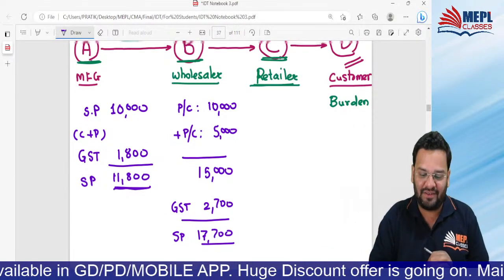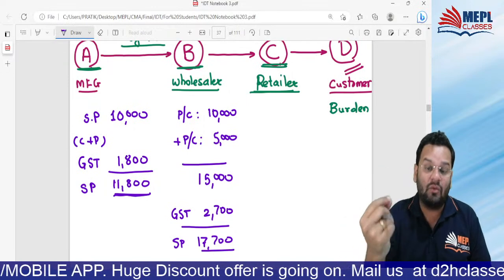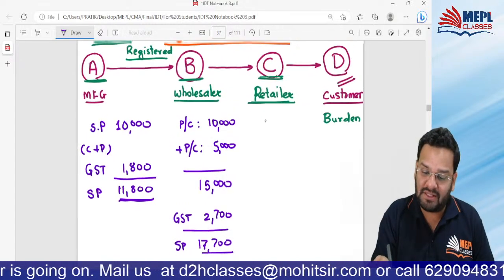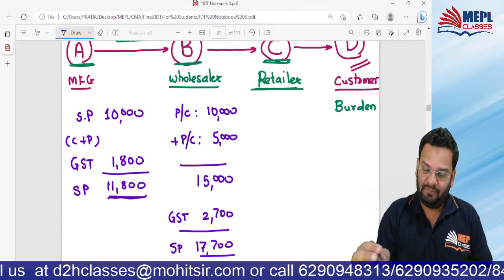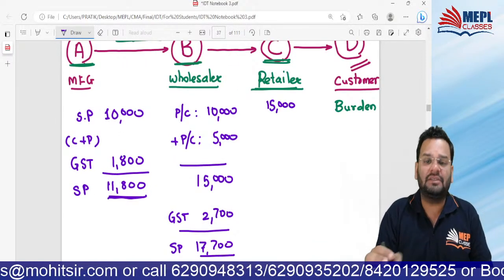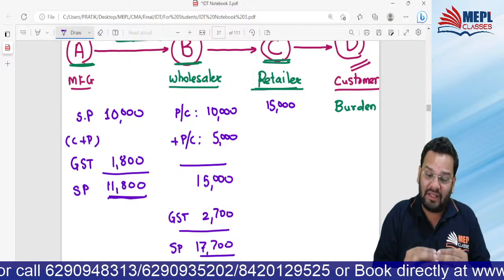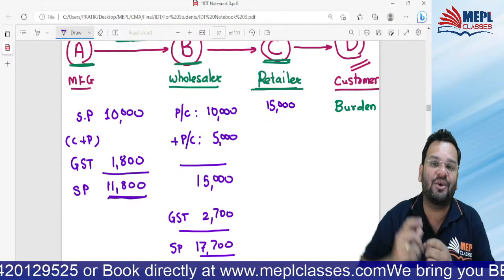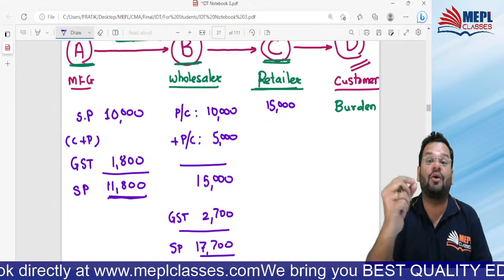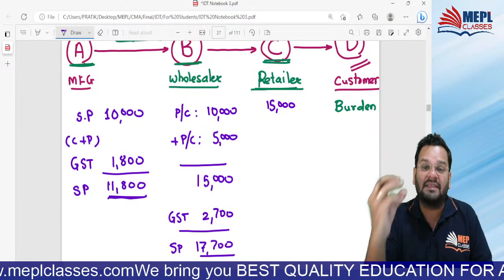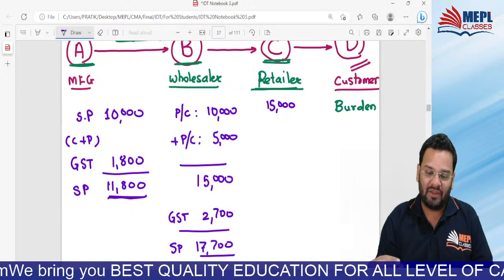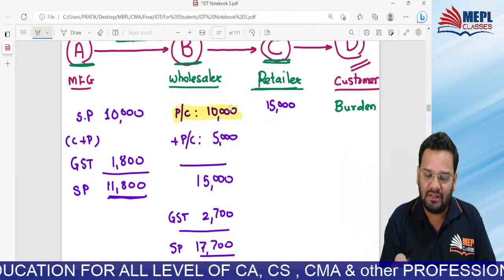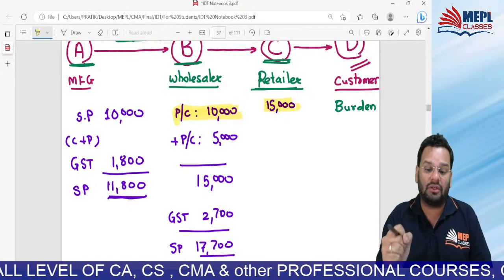It is 17,700. Now guys, for the retailer, what is the purchase cost? For the retailer, the purchase cost excluding GST is 15,000. You will say, sir, why is no one taking GST in their cost? Yes, you will understand that logic, and that's exactly where the input tax credit comes into the picture. So the purchase cost by B is taken without GST, and the purchase cost by C is also taken without GST.